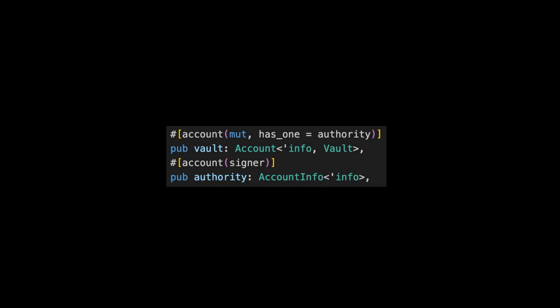Best practice is to combine has-one with signer to enforce both relationship and authorization. Use meaningful names like owner, admin, or authority in your account struct to clarify ownership. Common use cases are verifying that the caller owns or controls a specific account like profile, vault, or config. Protecting state modifications like update, close, or transfer from unauthorized users.